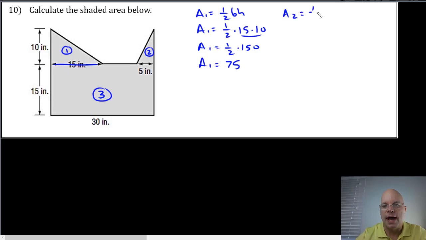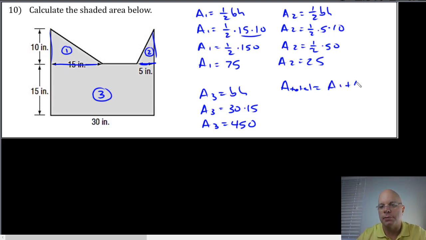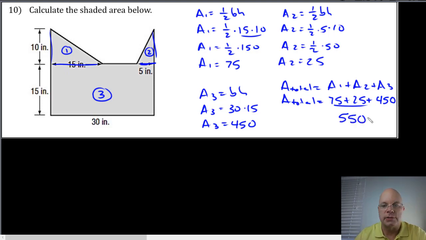Area of shape 2, also a triangle, 1/2 base times height. 1/2 of 5, this base, multiplied by this height, which is equal to this height, 10. So that's half of 50, or 25. Area 3 is base times height because it's a rectangle. And the base is 30, the height is 15. So area of shape 3 is 450. The total area is area 1 plus area 2 plus area 3, or 75 and 25 and 450. This is 100, so 100 and 450 is 550 units, inches squared.